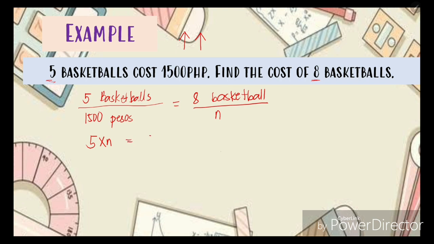It's equal to 8 times 1,500. Okay, solve muna natin yung 8 times 1,500. 8 times 1,500 is equal to 12,000. So, sa kabila, 5 times n pa rin. So, paano natin masosolve yung n? Let us divide. Kanino? Kay 5. So, divided by 5. So, n is equal to 12,000 divided by 5. It is equal to 2,400.